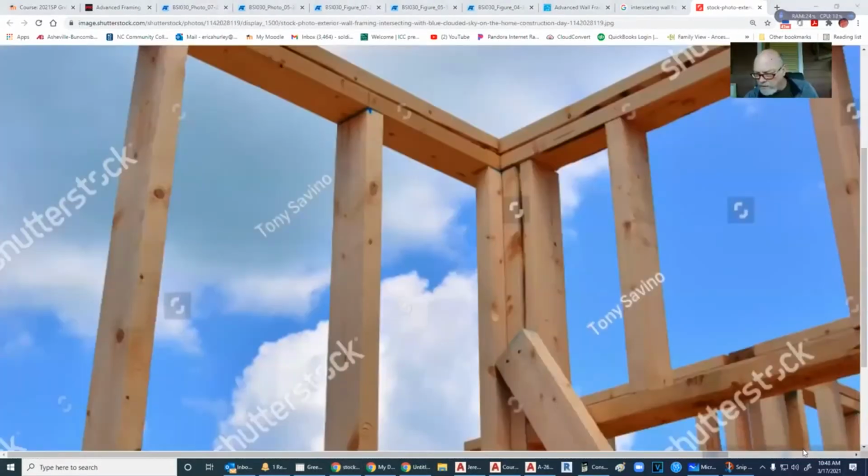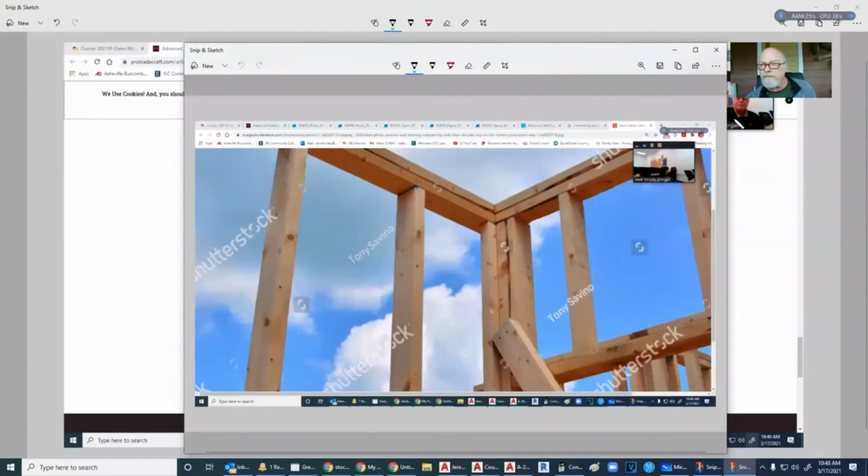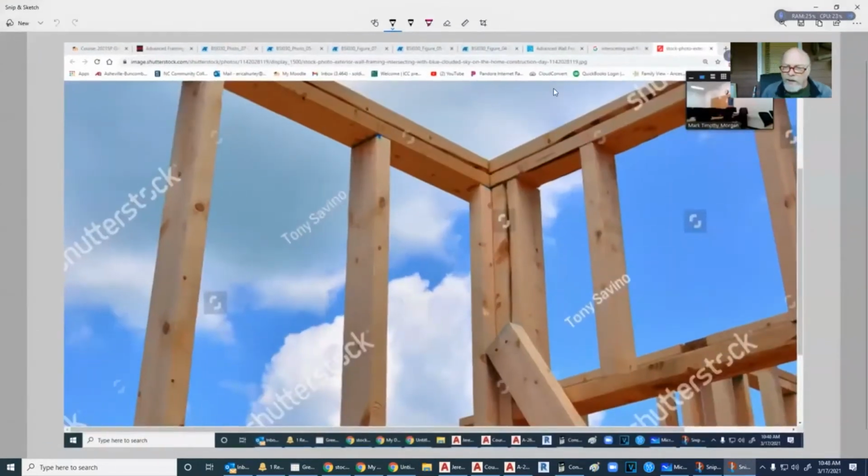In this picture here, I don't know if this is an intersect, it looks more like a corner. This is the butt wall, and that means that stud stops right there. I might be wrong on that. Let me look at it again. It's kind of hard to tell. Anyway, let's say that this is the butt wall and this is the through wall.